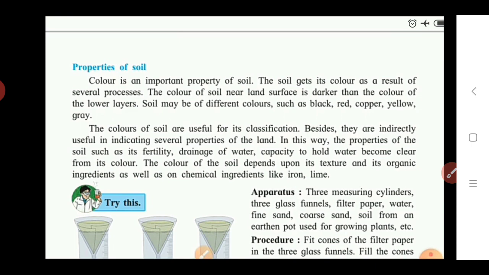So for this we study this activity, that is, try this. By doing this activity we can identify the types of soil. Okay, so see this activity here.